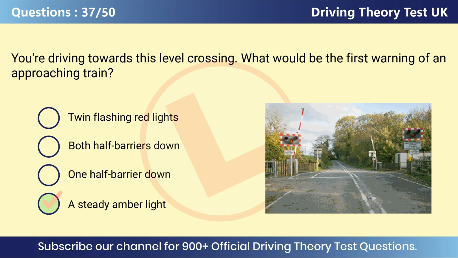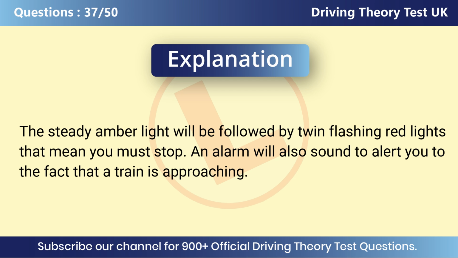D. A steady amber light. The steady amber light will be followed by twin flashing red lights that mean you must stop. An alarm will also sound to alert you to the fact that a train is approaching.